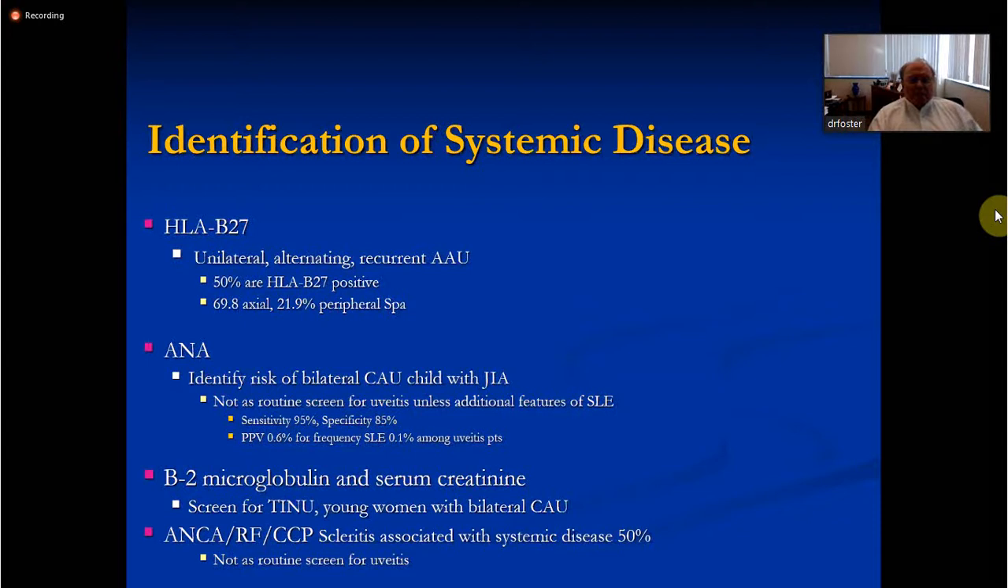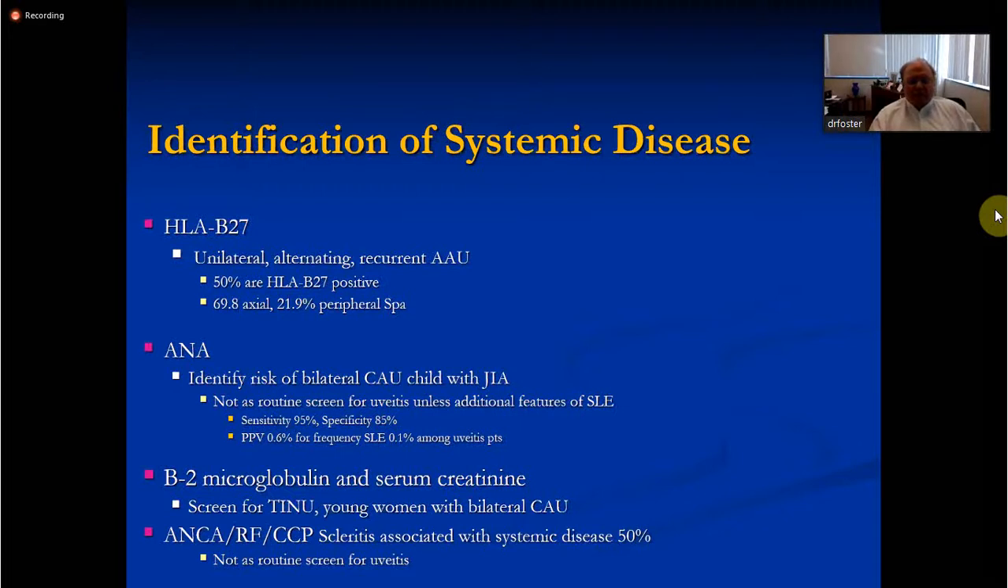ANA is used as a screening tool in every kid with uveitis. They will have positivity in those patients who have JIA, juvenile idiopathic arthritis. Patients with TINU will have beta-2 microglobulin in their urine. And so we look at that in the children with uveitis.